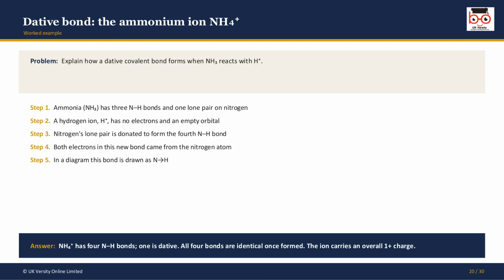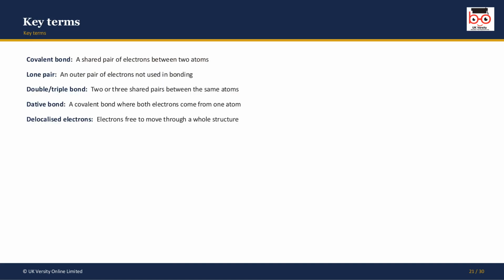Let's see how that dative bond forms when ammonia reacts with a hydrogen ion. Ammonia has 3 nitrogen-hydrogen bonds and 1 lone pair on the nitrogen. A hydrogen ion, H+, has no electrons at all and an empty orbital. Nitrogen donates its lone pair to form a 4th nitrogen-hydrogen bond. And because both electrons in that new bond came from the nitrogen, we draw it as an arrow from N to H. The result is the ammonium ion, with 4 nitrogen-hydrogen bonds, all identical once formed, and an overall charge of 1+. Let's define the covalent terms.